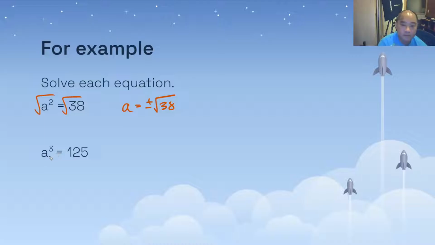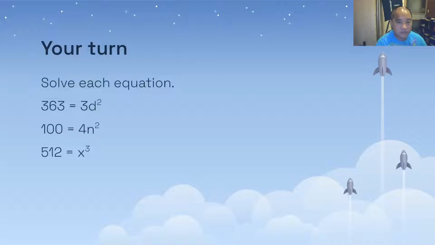Okay. The cube root of a equals 125. So we would take the cube, a cubed equals 125. To solve that, we would take the cube root of both sides. Then a would equal 5. And a can only equal 5. It cannot be -5. Your turn.